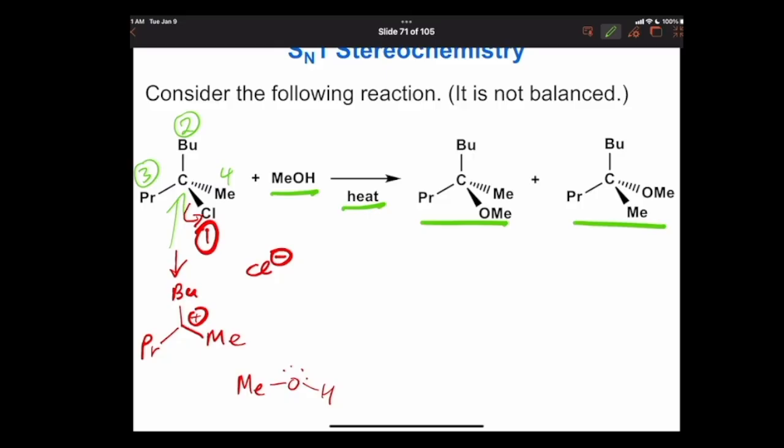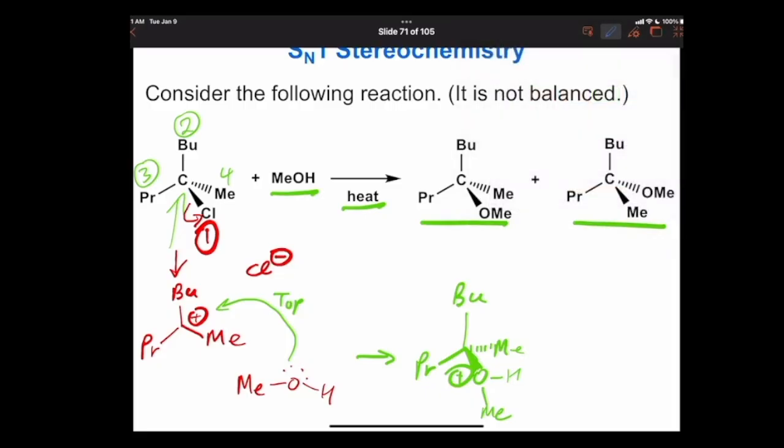If methanol comes in from the top, I would draw this flat molecule with the butyl and the propyl left in the plane. The methyl will be pushed back, and the O hydrogen methanol, that's my nucleophilic capture, comes out of the page. This will be a wedge. That's from the top approach.